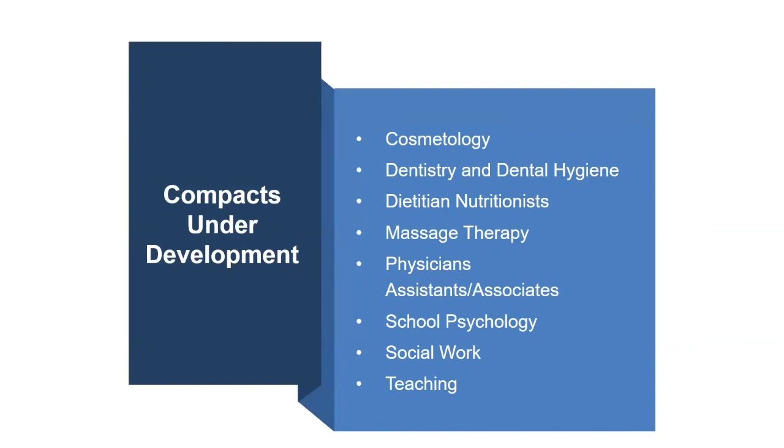And next, we have a list of compacts which are under development. So these are compacts that are still in the drafting stage. We are hoping that, I believe, almost all of these, except for maybe 1 or 2, will be available for states to begin enacting in 2023. But these are the compacts that are still, the draft is still being finalized before we're presenting it to states. And so the compacts under development include cosmetology, dentistry and dental hygiene, dietitian nutritionists, massage therapists, physician assistants or associates, school psychologists, social workers, and teachers.